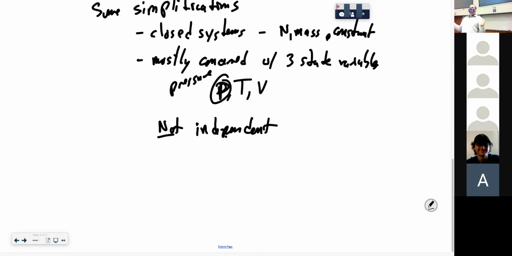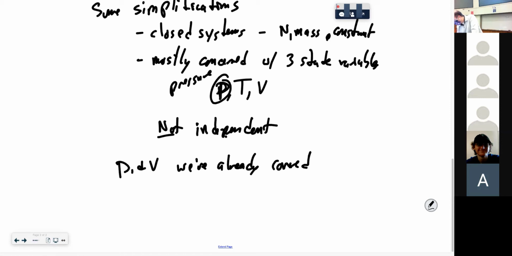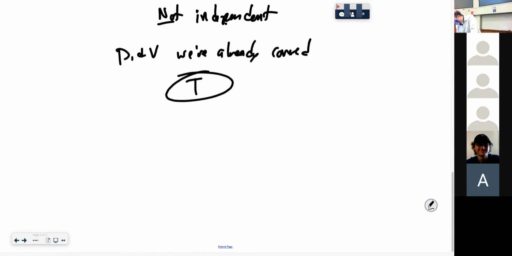But temperature is the last thing that we might be interested in having some clue about what's going on. So let's think more carefully about temperature. P and V, we've already covered. Let's think about temperature and what it means to have temperature. So we're going to begin with writing down the 0th law of thermodynamics.